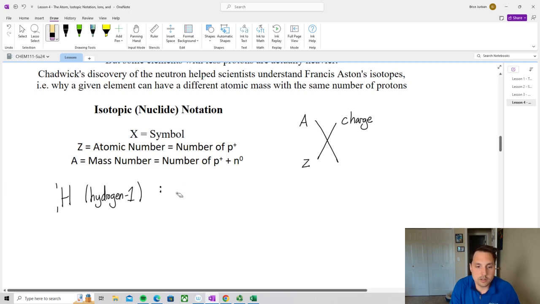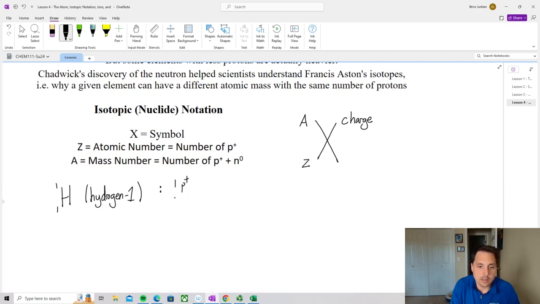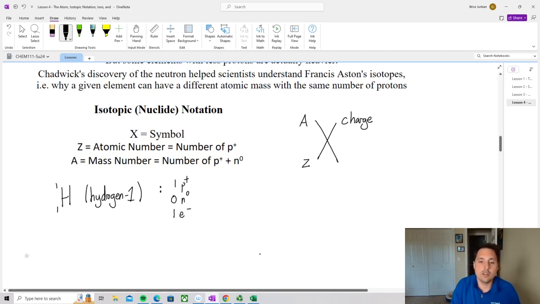So this hydrogen-1 nuclide has, let's write it out like this, 1 proton. It's got 0 neutrons, because the sum of the two has to equal this top left number. And how many electrons does it have? Well, every neutral atom has the same number of electrons that it does protons. So in this case, it has 1 electron, because the sum of them has to equal the charge.